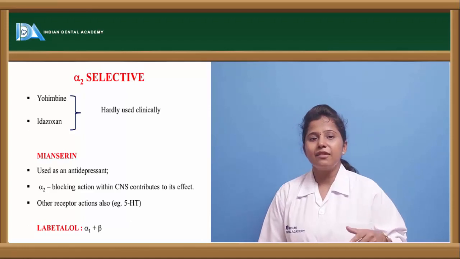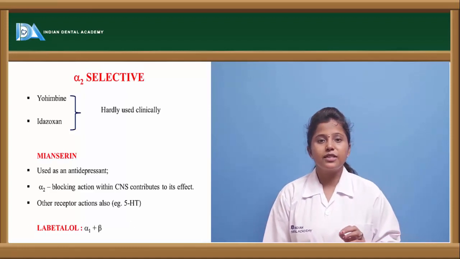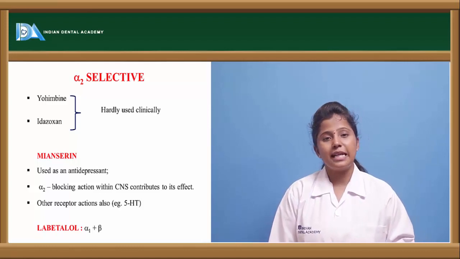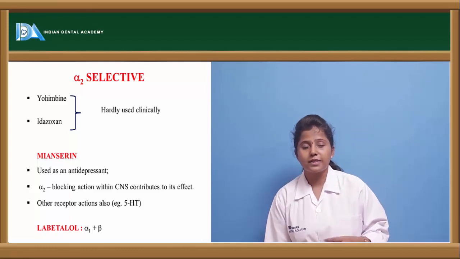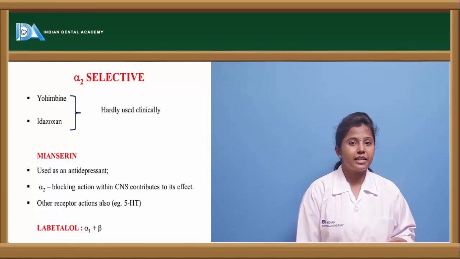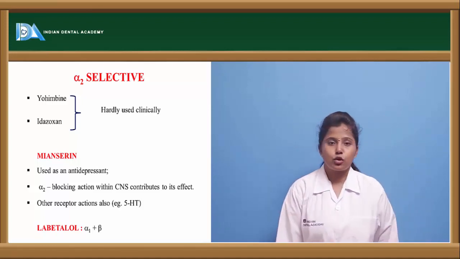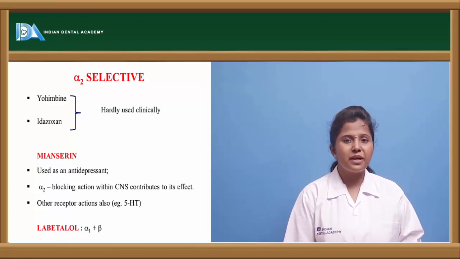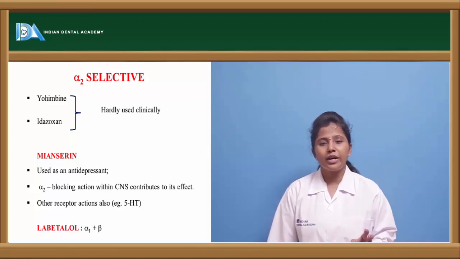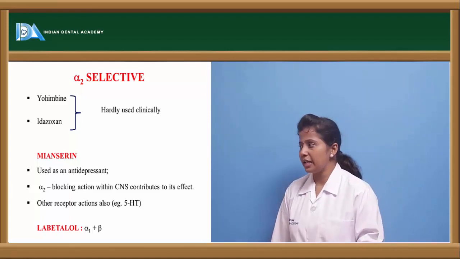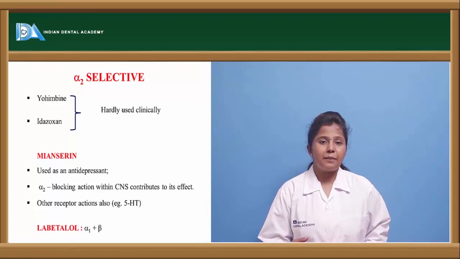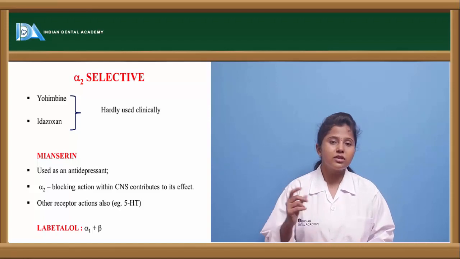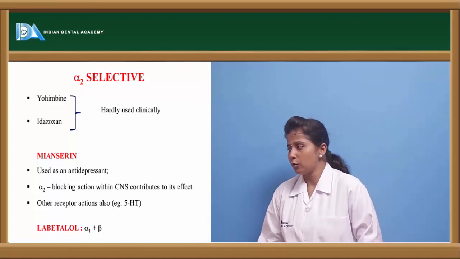Let us see the alpha-2 selective drugs. Till now we saw alpha-1 receptor antagonists. There are two drugs which come under this category, that is yohimbine and idazoxan. The most clinically used is yohimbine. This is the only alpha-2 receptor antagonist which is clinically used. Alpha-2 receptor antagonists are rarely used, but when compared to other drugs, yohimbine is most preferably used clinically.